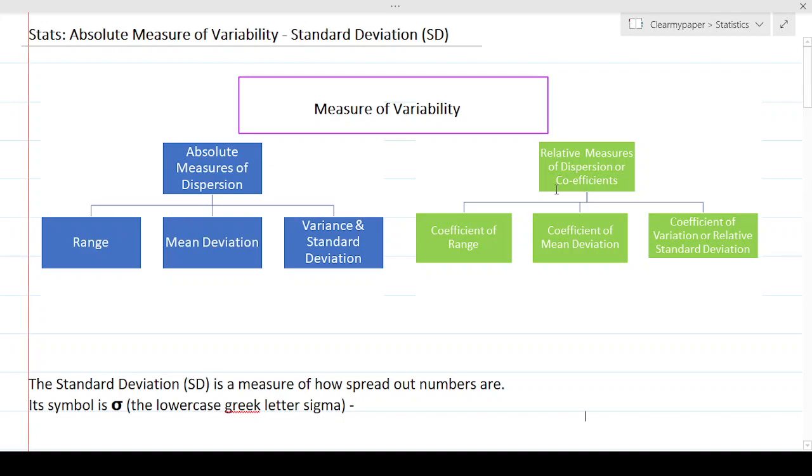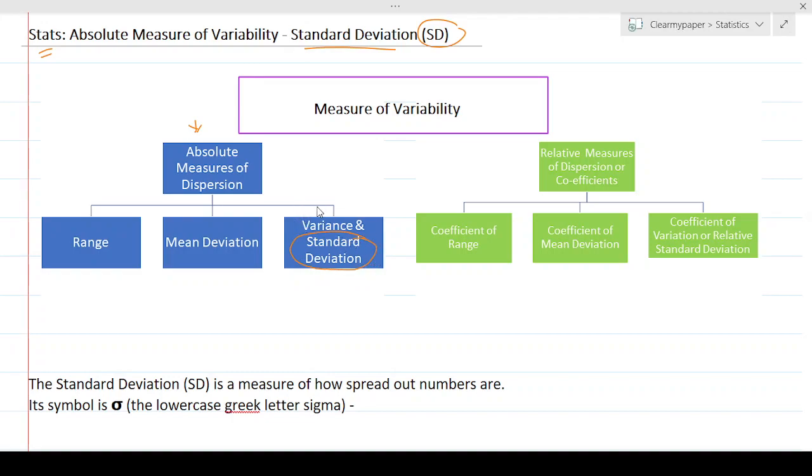All right, now let's talk about one of the last topics in the syllabus for statistics, which is called standard deviation, also called SD. And again, it's going to be a part of the absolute measure of dispersion over here. And it's going to be a continuation video from variance.